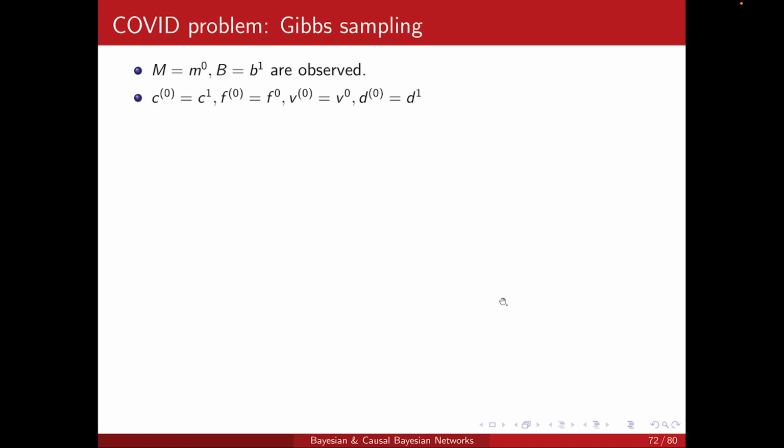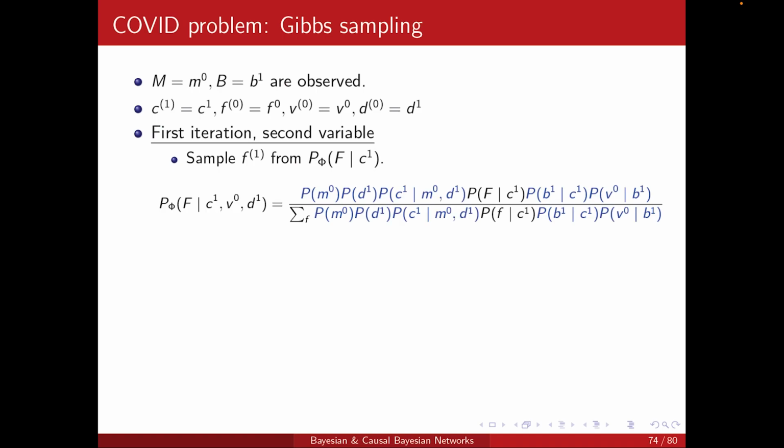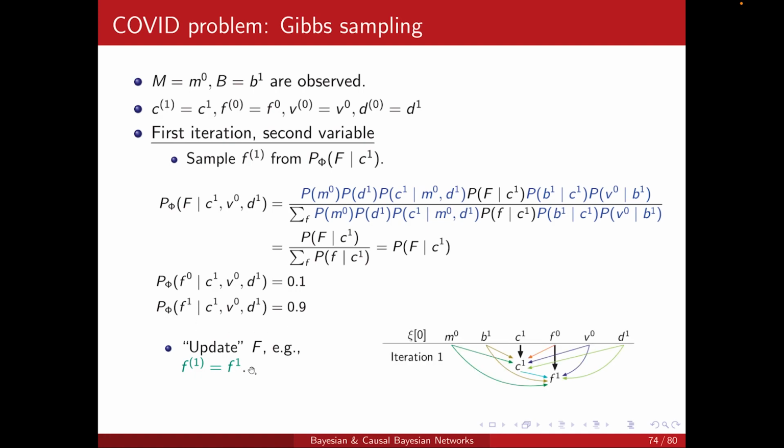Okay, here it is. So if we simplify it, we will get this value, and if we look at the CPD, we will get 0.1 and 0.9, and either of them can happen when we update F. Most likely it will be F1. Okay, so we get this.